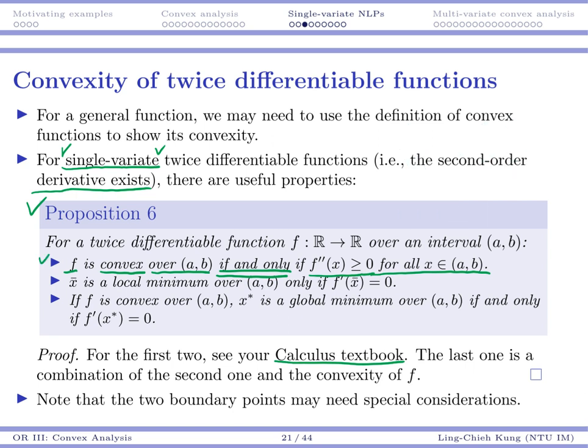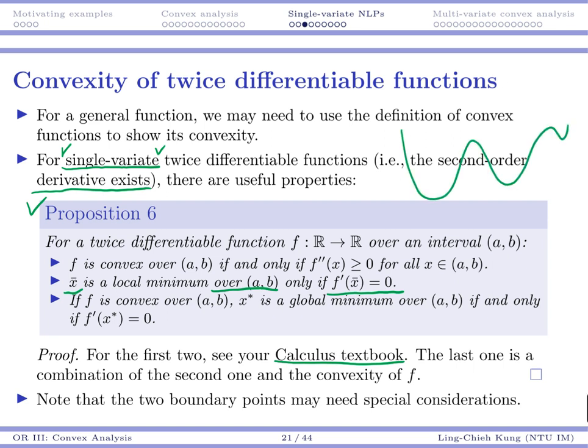And then x bar would be a local minimum over this region only if the first order derivative is 0. So why is that? Because if we have a twice differentiable function, then at all the points we may check the slope. We may check the first order derivative. So a point may be a local minimum only if the first order derivative is 0, right? Otherwise, we may move to the left or to the right and get lower values. That's not going to be a local minimum.